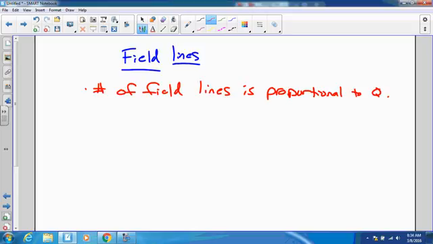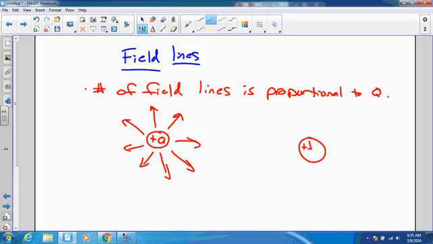The number of field lines is proportional to the charge. So, if I have plus Q right here, and I choose a certain number of field lines to be coming out of that Q right there, hopefully I chose an even number, then if I have half of that charge, plus 1/2 of Q, then I would use half as many field lines coming out of that charge.